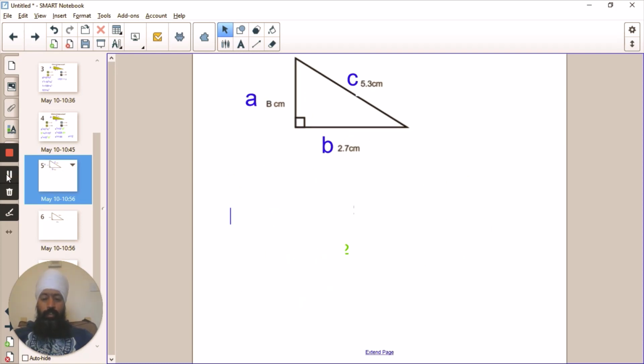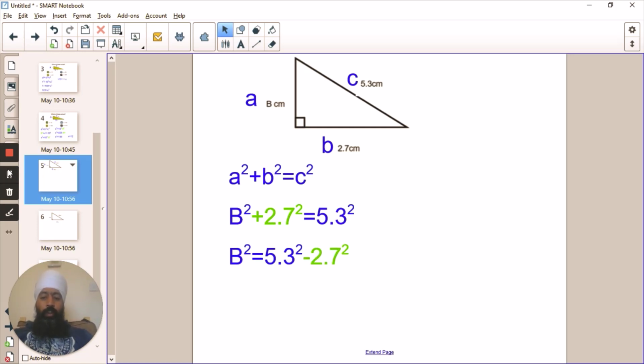Okay, let's go for question B then, the second question. First of all, label the sides A, B, and C, C being the longer side. Pythagoras Theorem states that a squared plus b squared equals c squared. Substitute the values into Pythagoras Theorem and rearrange. So take the 2.7 squared over to the right hand side so that it becomes a negative.